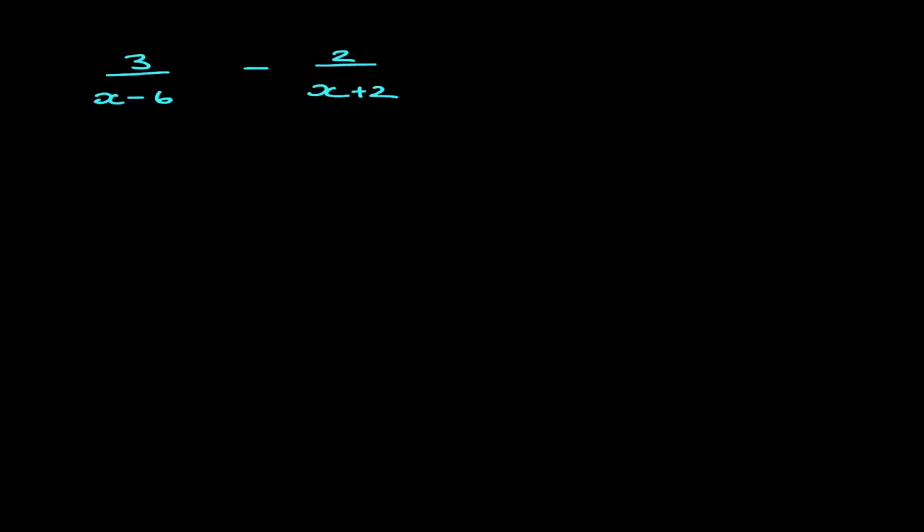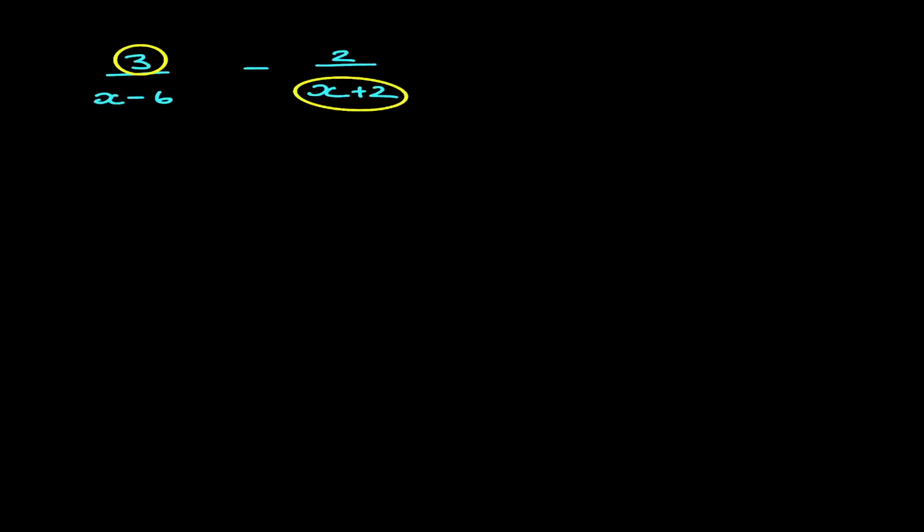So suppose you have this question, 3 on x minus 6, take 2 on x plus 2. If you're feeling good, if you're feeling confident, feel free to pause this video and give it a bit of a go. But we are going to go through it step by step so you know exactly what to do. So what we need to do is cross multiply. So step 1 is we're going to multiply this by this.